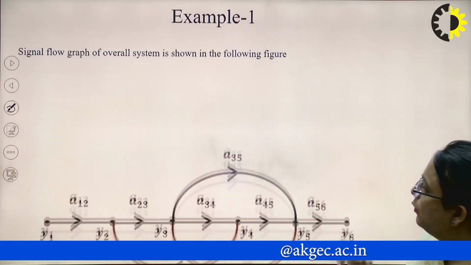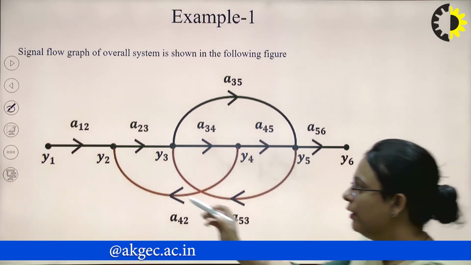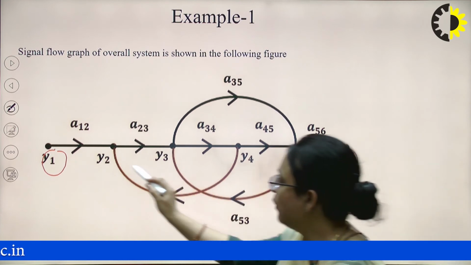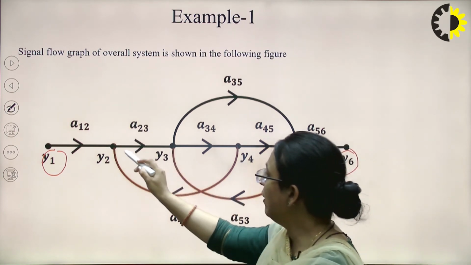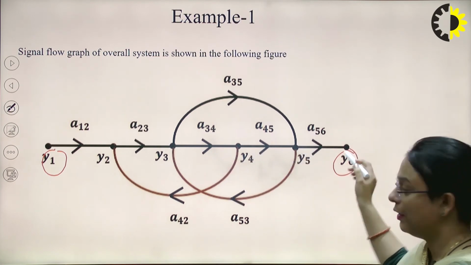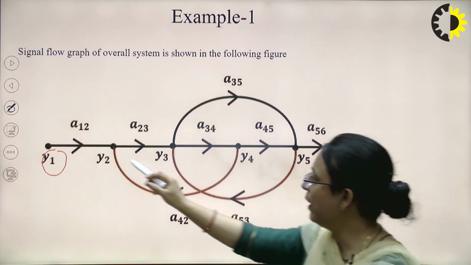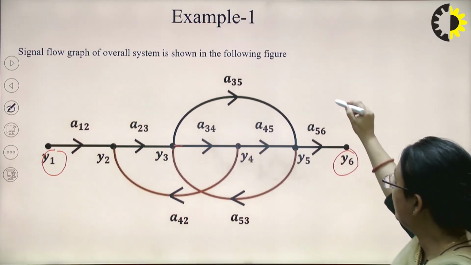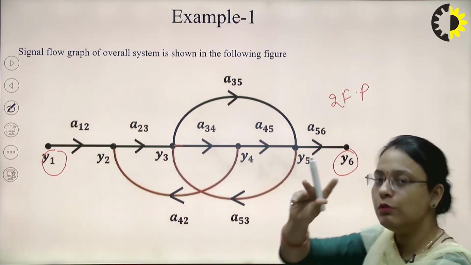So this will be the overall SFG that I have formed in the previous slide. Here you can see that y1 is the input node, y6 is the output node, and y2, y3, y4 and y5 are the four variables. This is the forward path from y1 to y2 towards y3, then y4, y5 and y6, forming a single forward path. Another forward path is formed by y1, y2, y3, then y5 and y6. So there are basically two forward paths for this SFG, and we have two feedback loops here.